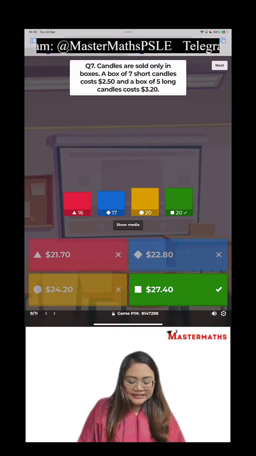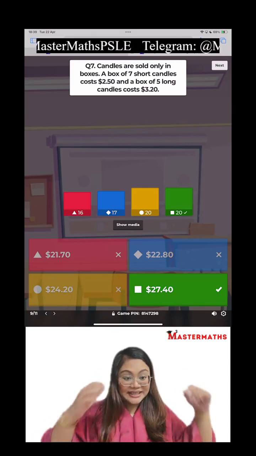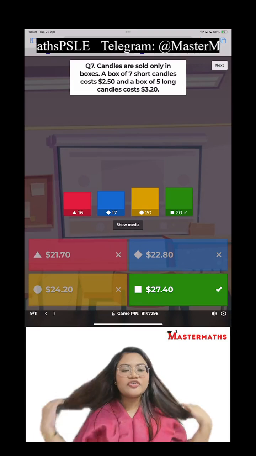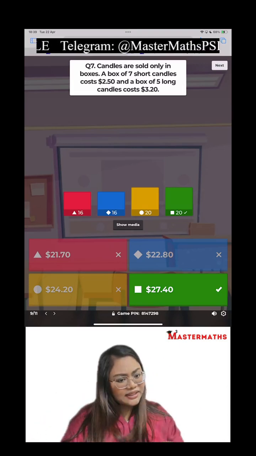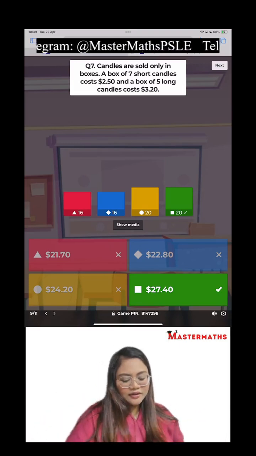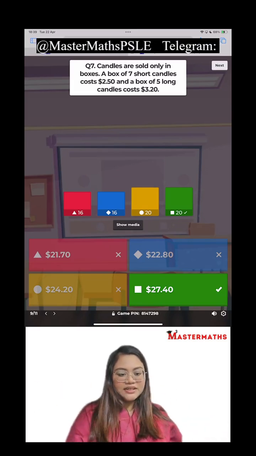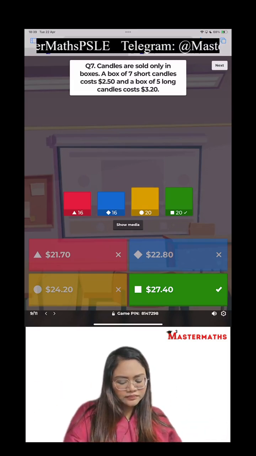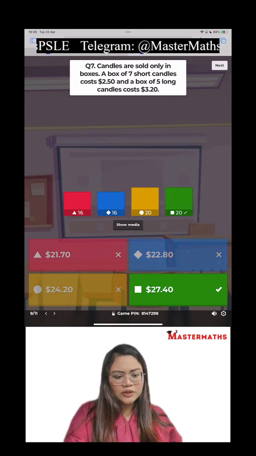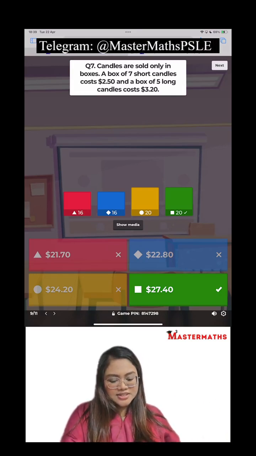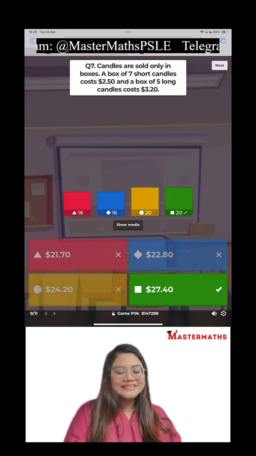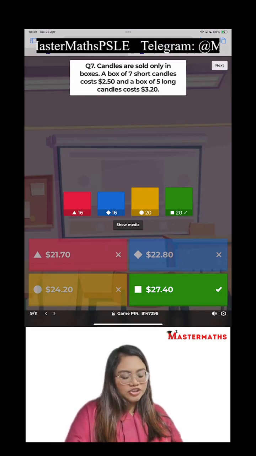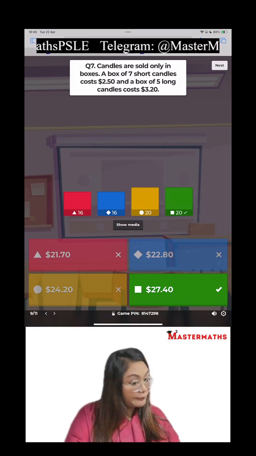The correct answer is $27.40, which is the green one. It seems like, again, quite an evened out number of people are choosing all the different answers. Not so sure why, but that concludes the questions that we have in the 2018 paper.